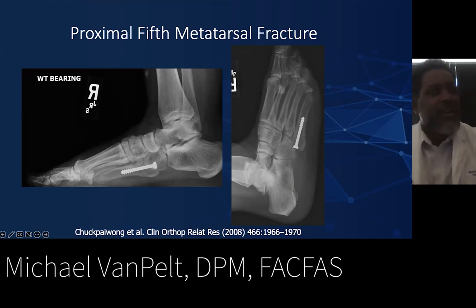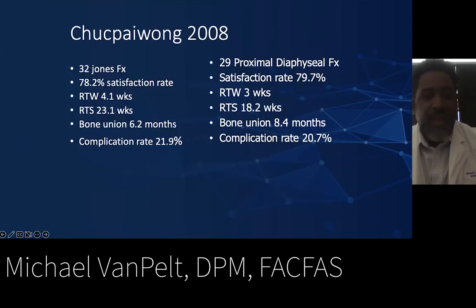Chuck Pai Wong reported on 32 Jones fractures and reported a 78% satisfaction rate. Return to work was about 4.1 weeks, and return to sport was 23 weeks after fixation of Jones fractures. Bony union was noted at 6.2 months, and the complication rate was 21.9%.